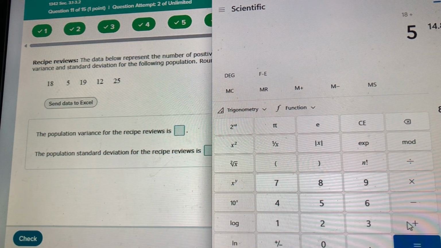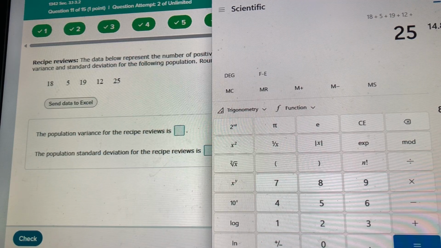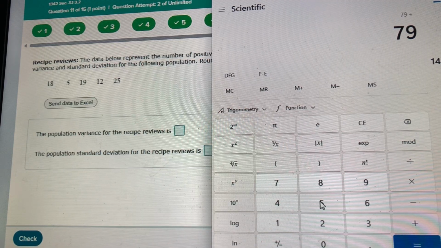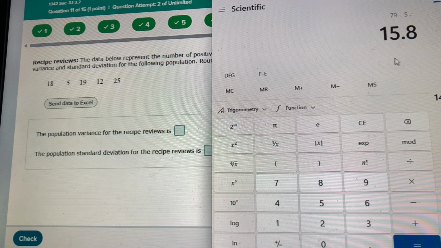18 plus 5 plus 19 plus 12 plus 25. And then you divide by 5, and even though there will be a decimal here, when you divide by 5, it's not a messy decimal. It's just 15.8.